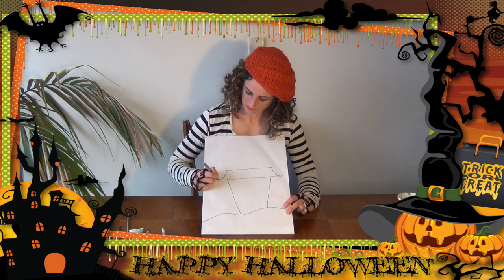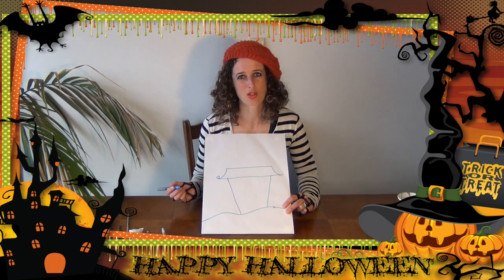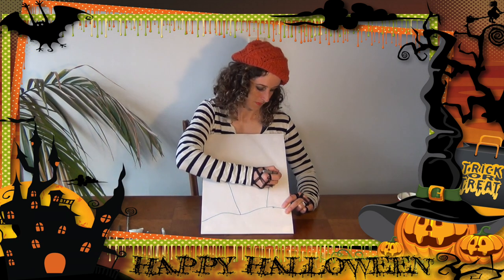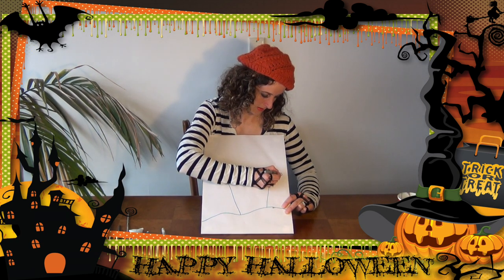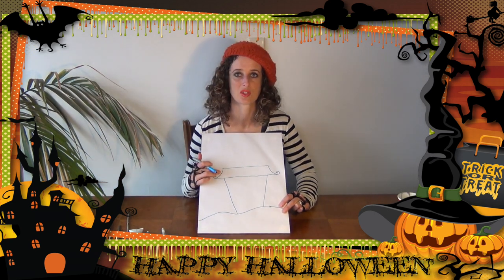A signature style that he uses in a lot of his drawings is the spiral. So on the end of this, we're going to do a little spiral. Kind of adds to the creepiness of it. And over here, we're going to do the same. So this is our bottom story.